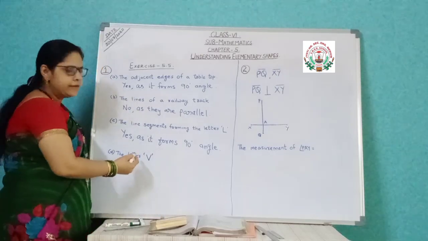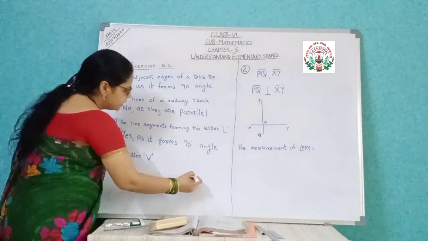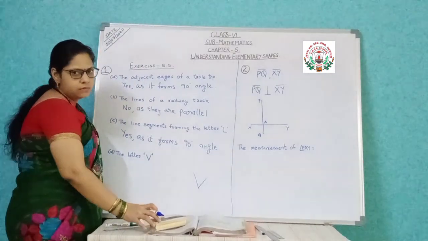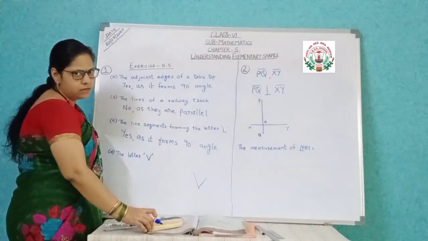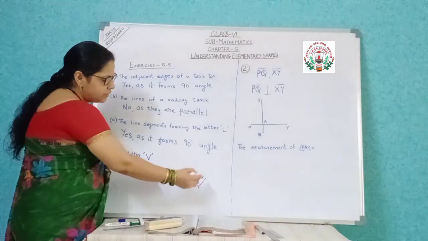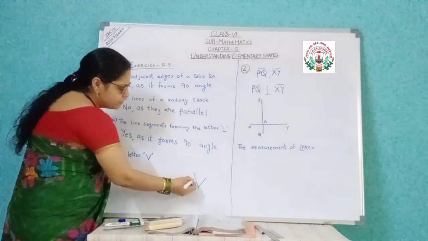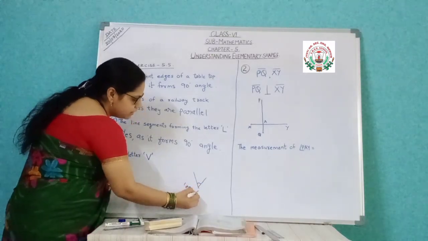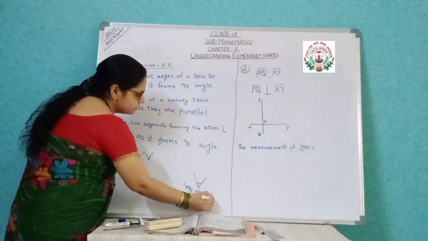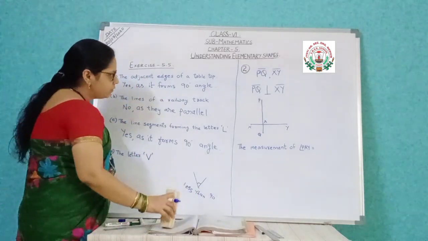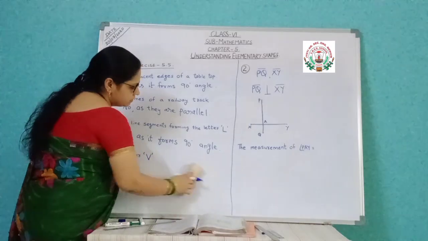Next, the letter V. How is this letter V? Letter V is in this way. Does it form a 90-degree angle? No, it is less than 90 degrees. It is not equal to 90 degrees. So it does not form perpendicular lines to each other.